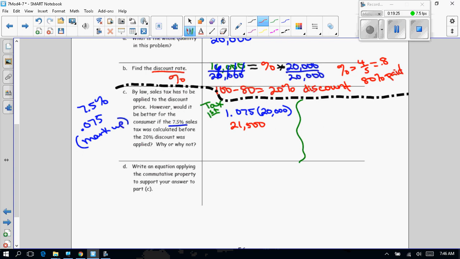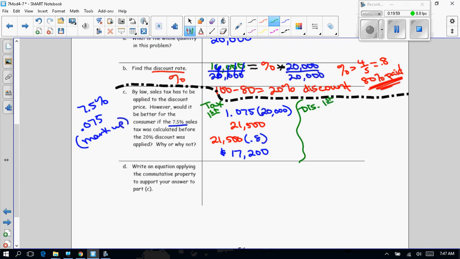Okay, now remember the discount is 20%, or I'm going to pay 80%. So let's take the 21,500 and multiply it by the 80%, or 0.8, that I'm going to have to pay. And I find out that the car is really going to cost me $17,200. Okay, if I have to pay the tax first and then take the discount. Well, let's suppose we actually follow what the law says and we take the discount first and pay the tax second.